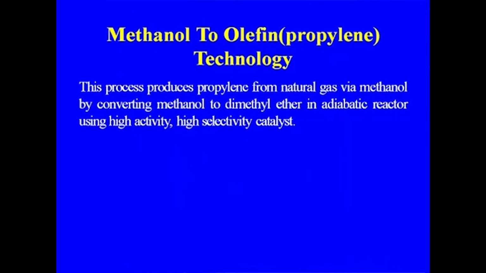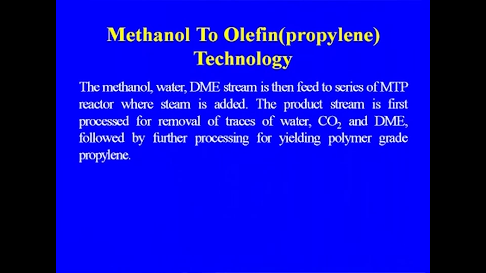We produce on-purpose propylene without going for catalytic naphtha cracking or other cracking processes. Methanol to olefin technology, which I discussed earlier, produces propylene from natural gas via methanol by converting methanol to dimethyl ether in an adiabatic reactor using a high activity, high selectivity catalyst. The methanol, water and dimethyl ether stream is then fed to the series of methanol to propylene reactors, which I showed you in that diagram.